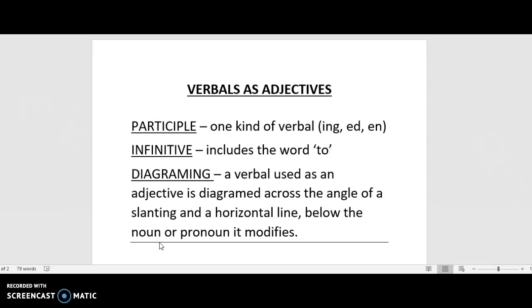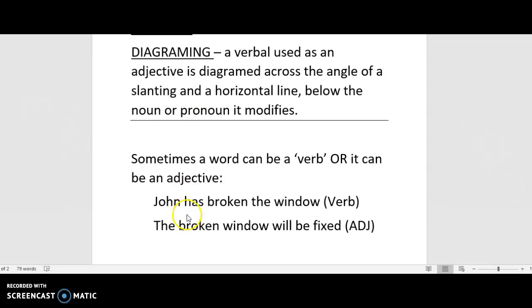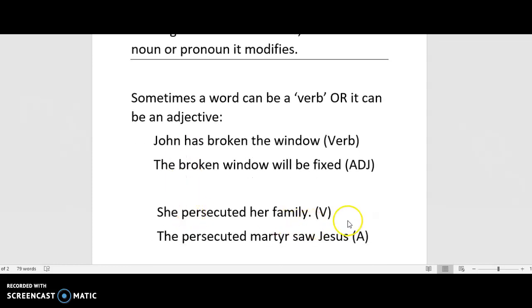The infinitive, just like before, has the word to attached to it. And one other really important thing to remember is that a verbal used as an adjective is diagrammed across the angle of a slanting and horizontal line below the noun or pronoun it modifies. So it is not going to sit on the pedestal that we saw with the nouns. Instead, it's going to drop below the line. We're going to look at some of those samples in just a minute. Let me scroll down a little bit and get to the next section.